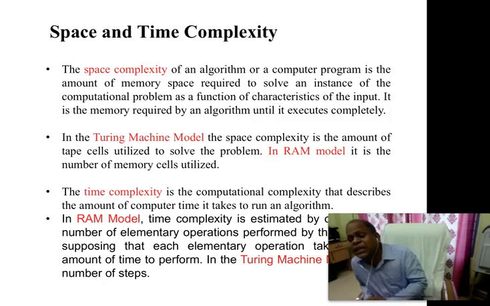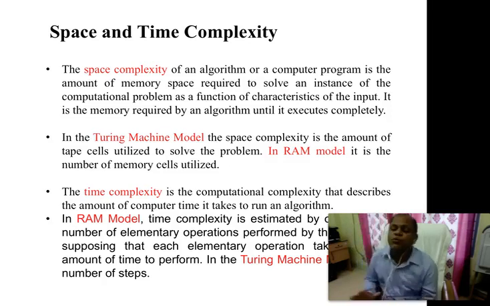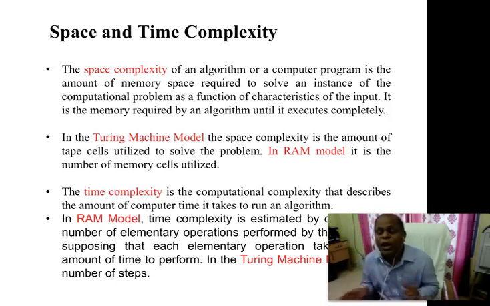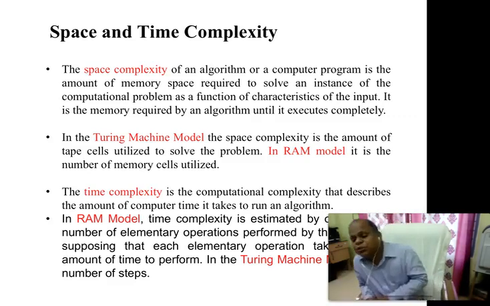See, what is space complexity saying? It is nothing but the amount of memory space required to solve a particular problem, as a function of the characteristics of the input. That is the space complexity. Space complexity of an algorithm means how much memory your algorithm requires in terms of the input size. That means, in case of your Turing machine model, how many tape cells your algorithm is using is called the space complexity of the algorithm.